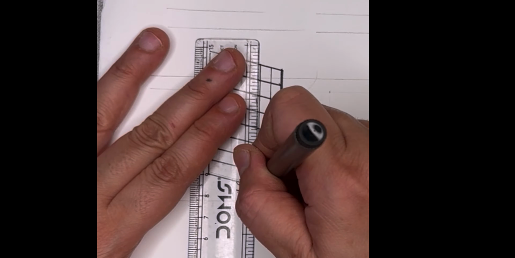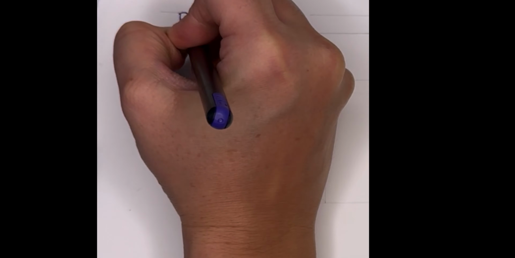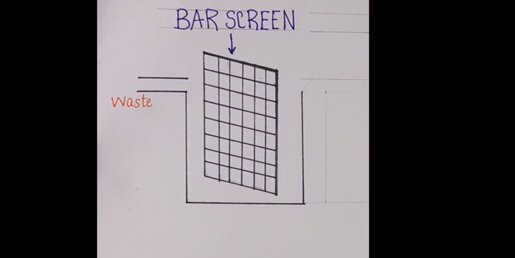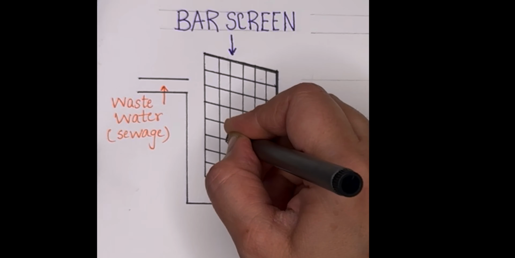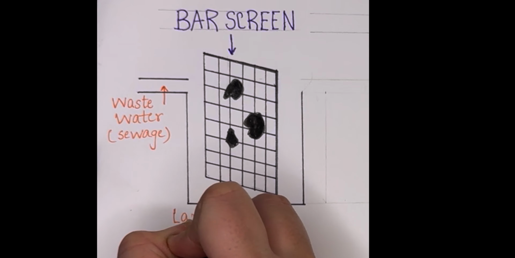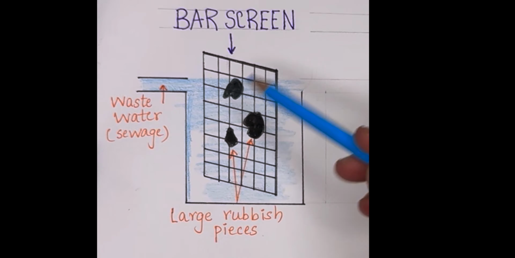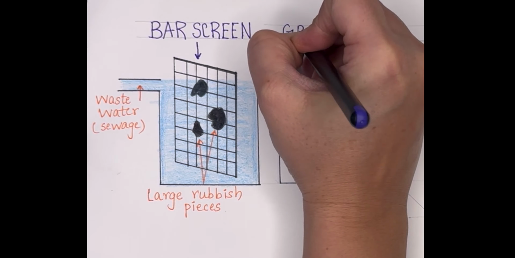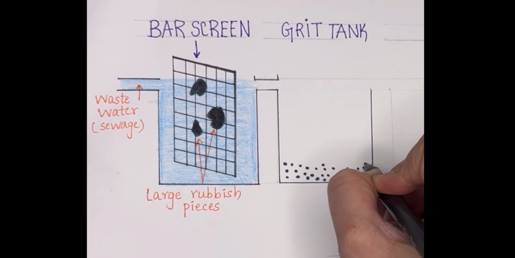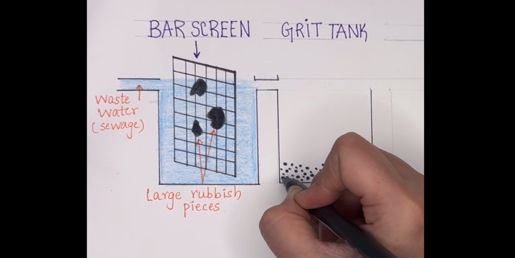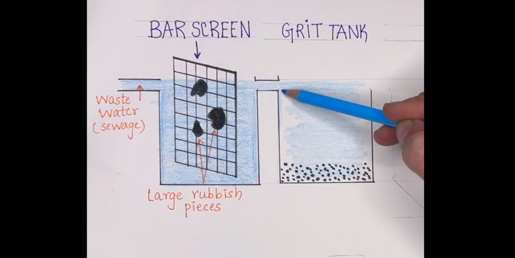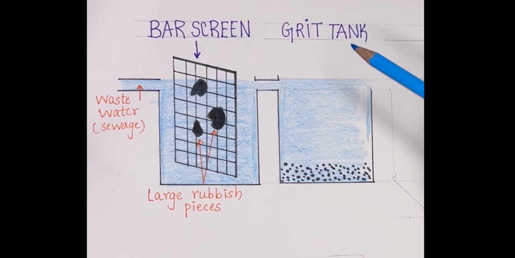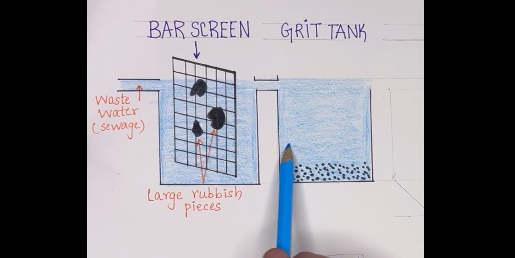Bar screens. Sewage water is passed through bar screens, where large objects like packages, cartons, rags, and other solid waste get removed. Grit tank. After the bar screen, the water is passed into the grit tank. Here the water is allowed to stand so that sedimentation of pebbles, sand, and grit takes place.